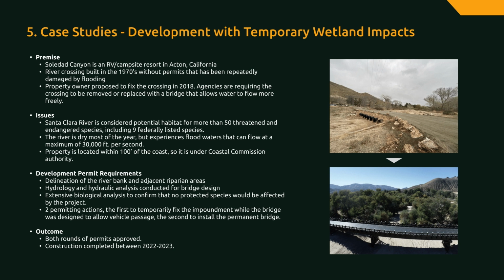However, the river is dry most of the year, but experiences floodwaters that can flow at a maximum of 30,000 feet per second. Delineation of the riverbank and adjacent riparian areas included hydrology and hydraulic analysis conducted for bridge design and extensive biological analysis to confirm that no protected species would be affected by the project.